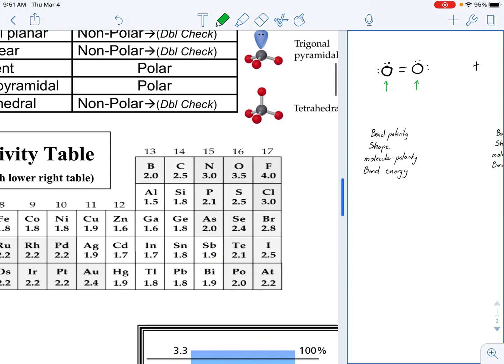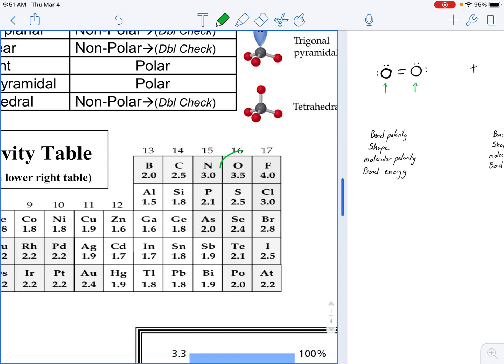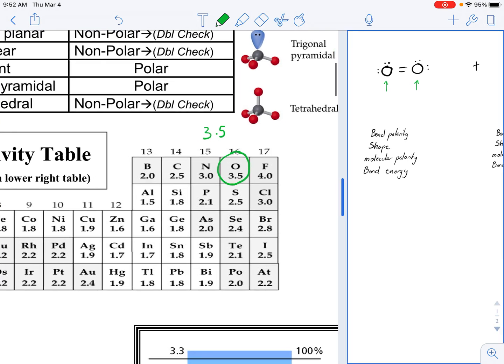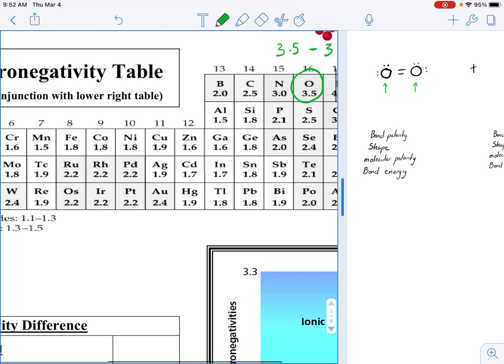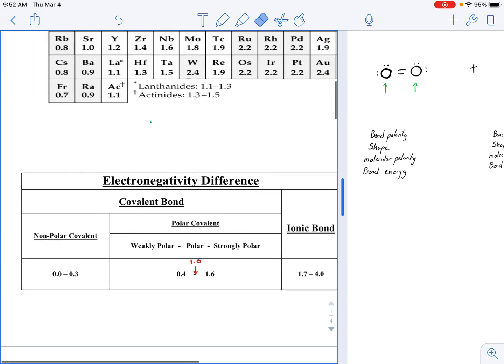And we're going to come over here and we find oxygen. Here's our oxygen. Oxygen has an electronegativity of 3.5. Now, in this particular molecule, both of our atoms are oxygen, so it's going to be 3.5 minus 3.5. 3.5 minus 3.5 is going to be 0. So the difference between the electronegativities is 0. So we take that information down here, and we look at our chart.